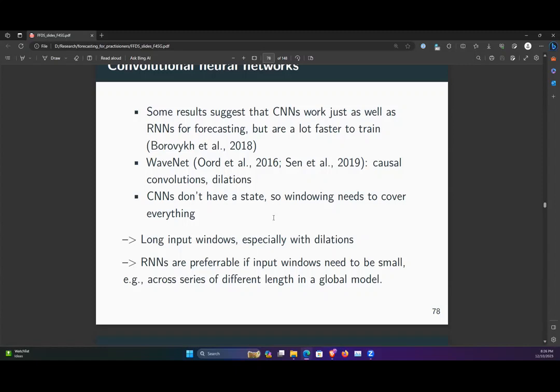So that's when people started moving towards convolutional neural networks, and convolutional neural networks work a lot faster than RNNs as well, because you just have a 1D convolution and you act on the entire window. But the problem of convolution is that it doesn't have a state memory, which means that you should feed in the entire seasonal window as your input windows, or basically you need long windows with dilations, since it doesn't see everything all at once.